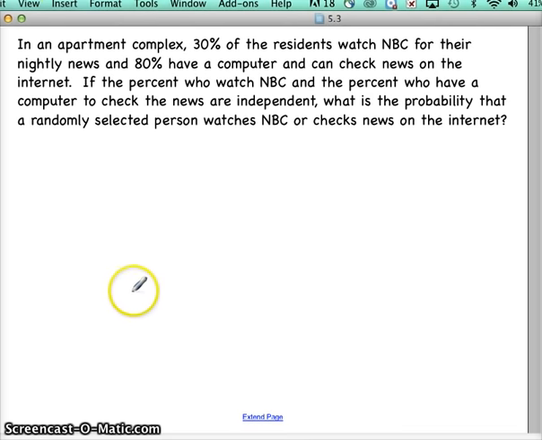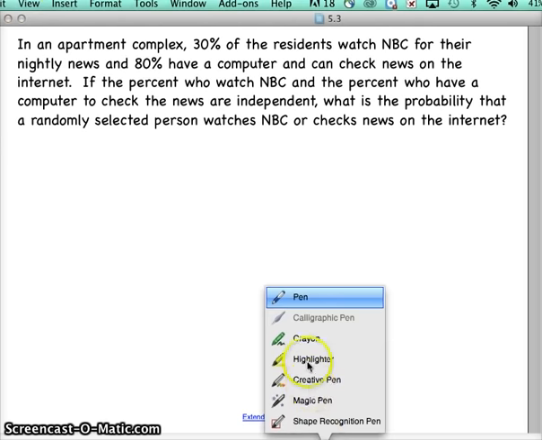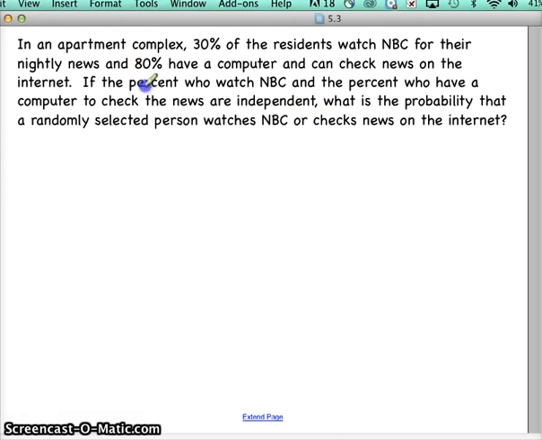Okay, let's read through this one. In an apartment complex, 30% of the residents watch NBC for their nightly news, and 80% have a computer and can check news on the internet. If the percent who watch NBC and the percent who have a computer to check the news are independent, okay, that's a big deal. Let's kind of highlight that. So we're told that the percent who watch NBC and the percent who have a computer to check news are independent. That means we can use those formulas.